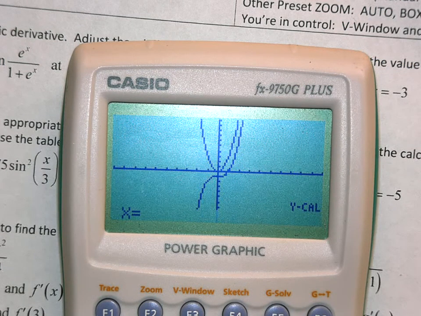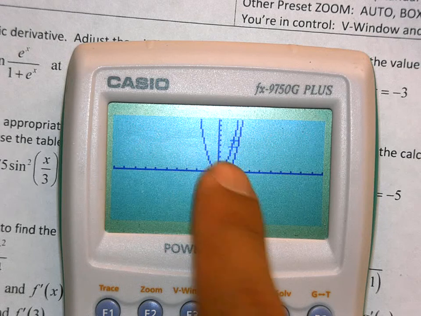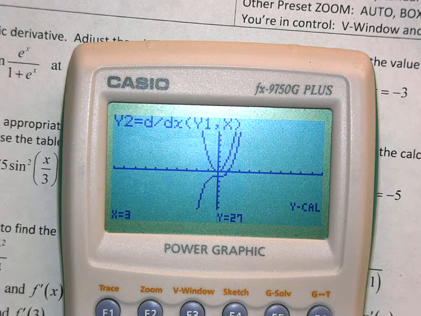And I can choose when X is 3, to figure out what the derivative is when X is 3 for this calculator. And look at how long it takes the Casio. It will take a while because it's tracing. There it goes. Finally, it gets to X is 3, and it tells me that it's 27. Okay, so be more patient with the Casios than the TIs, and we'll go from there.